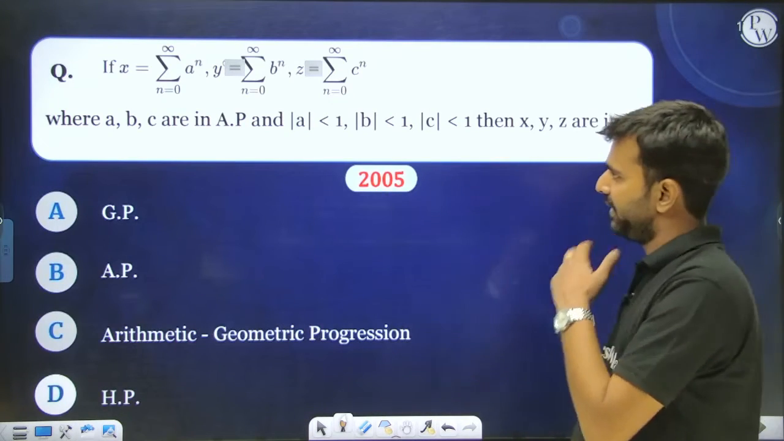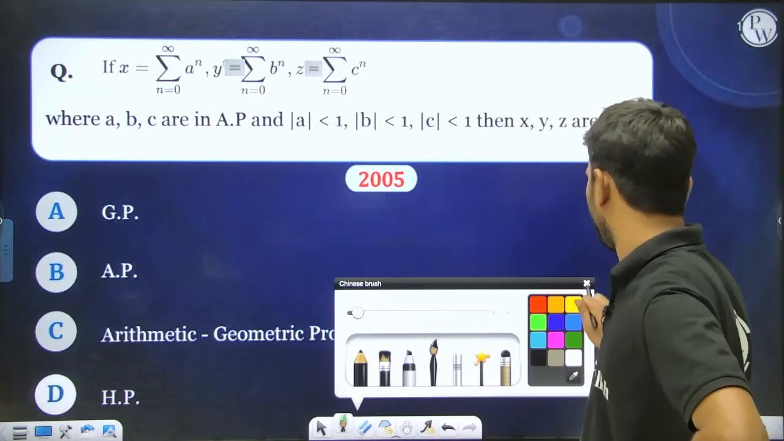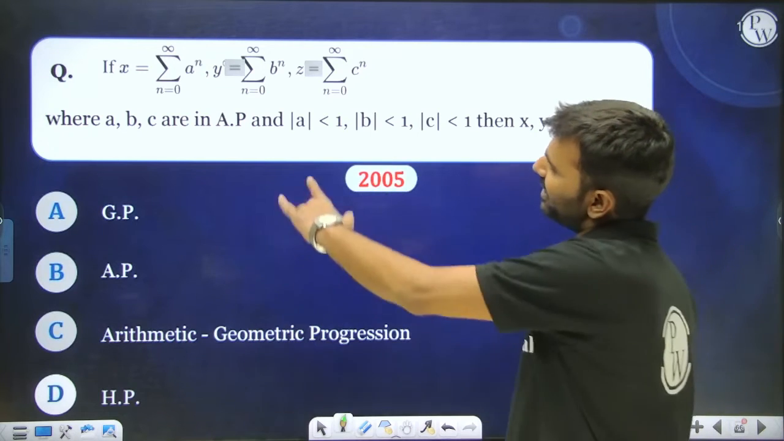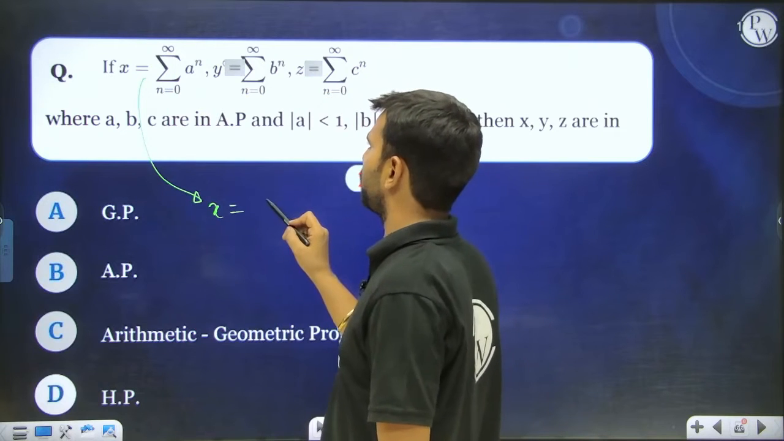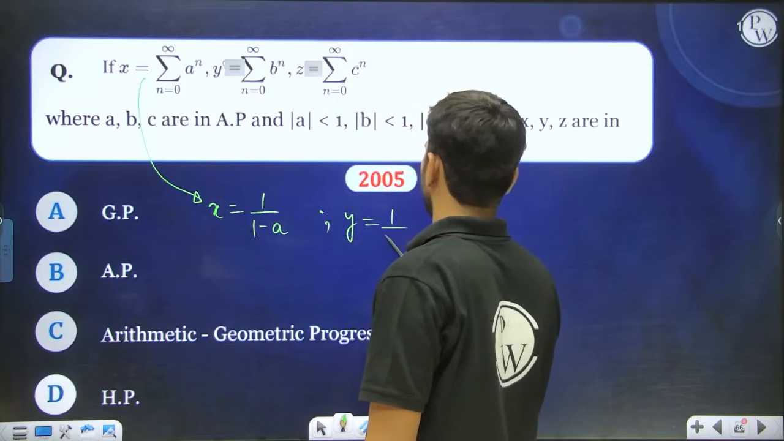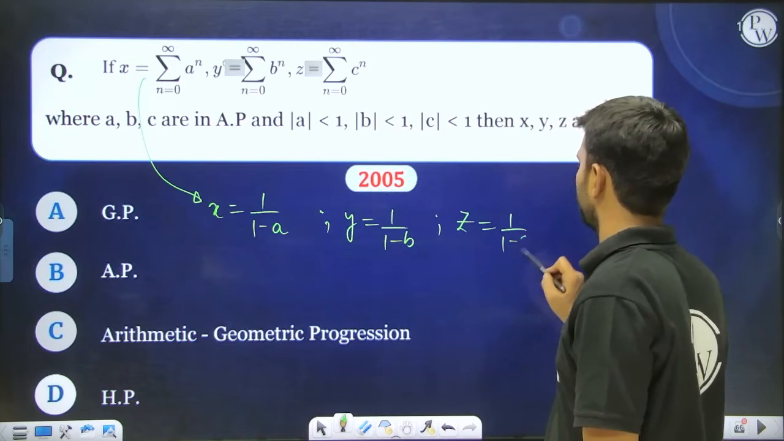Okay. Alright. This is the thing given to me. These are a few terms, and A, B, C are in AP. Alright. This is nothing but a GP of infinite terms. So x can be written as first term upon 1 minus common ratio, so 1 upon 1 minus A. Y is nothing but 1 upon 1 minus B, Z is nothing but 1 upon 1 minus C, alright.